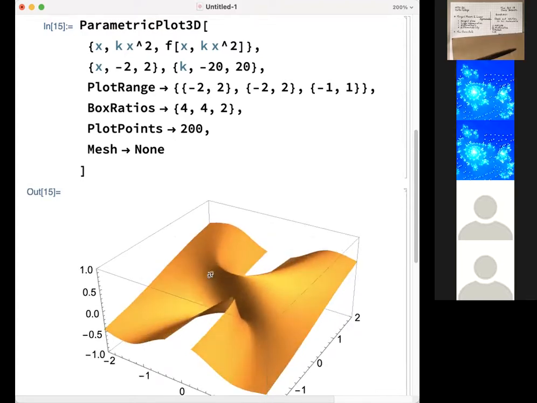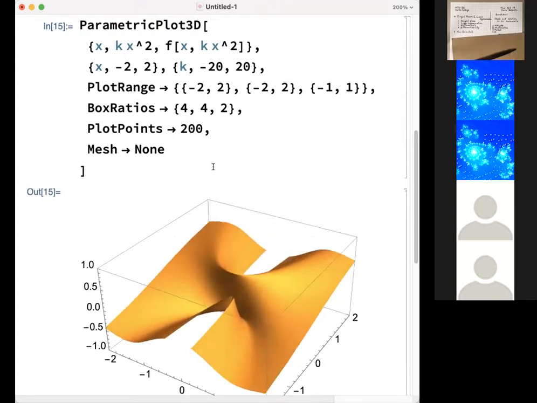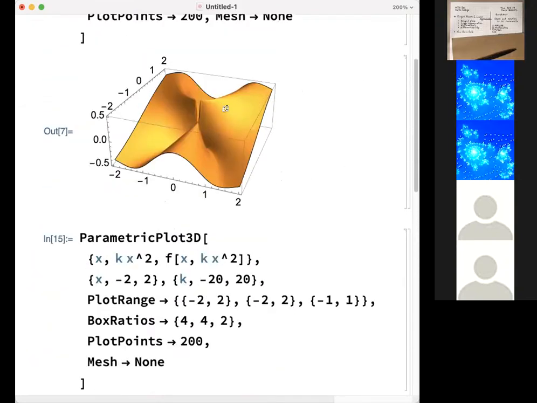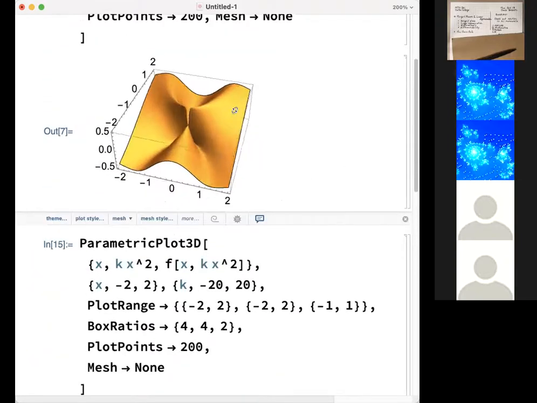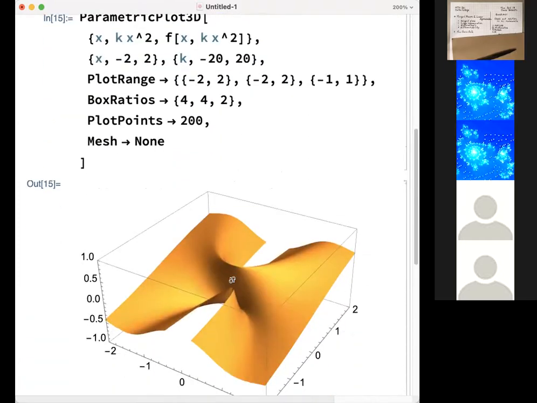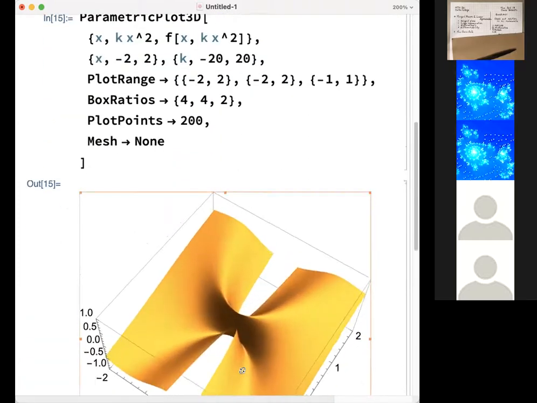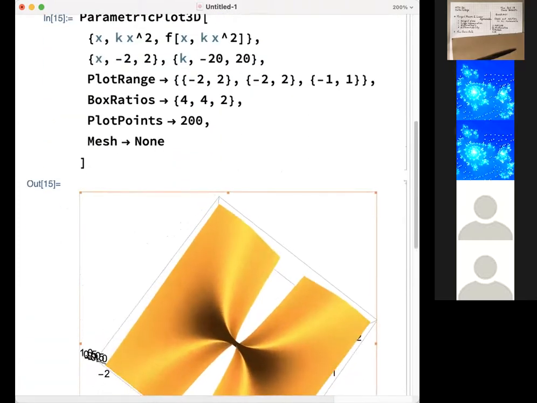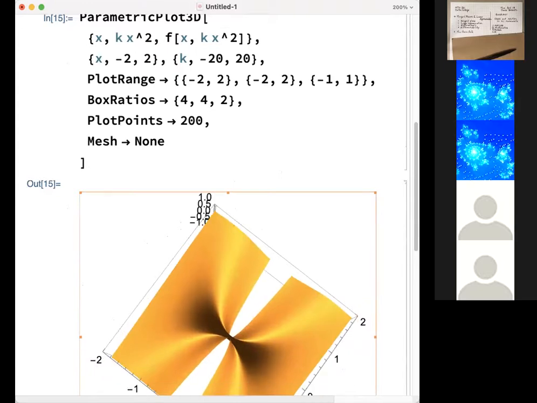Now that is a very smooth picture. Let's compare it side by side with the other picture. The other picture wasn't too bad. It's got this little gap at the origin. Is there a gap right here? Yes, but it's only exactly at the origin. It's even very hard to see in this image.